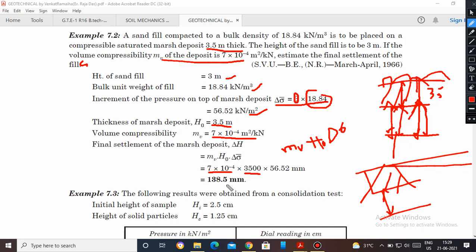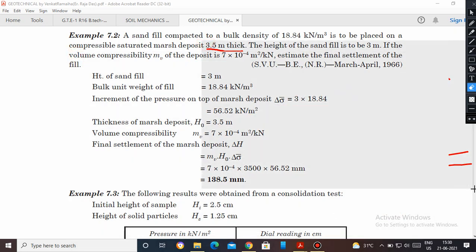The final settlement of the deposit will be equal to 138.5 mm, where the coefficient of volume compressibility is 7 × 10⁻⁴ m² per kilonewton. In this way we can estimate the settlement of the soil mass based on the volume compressibility.